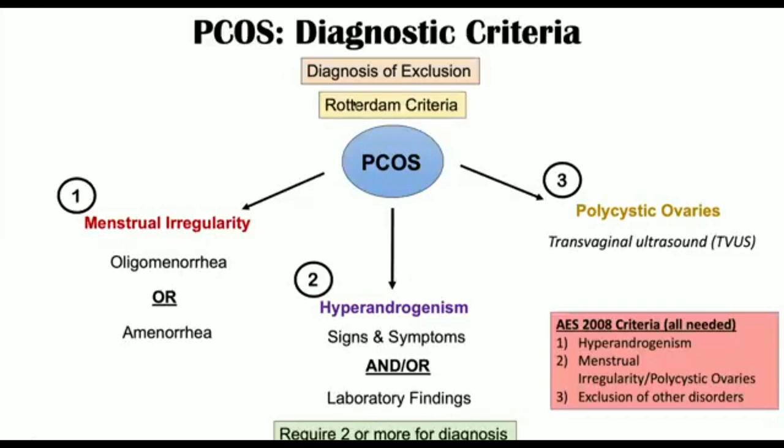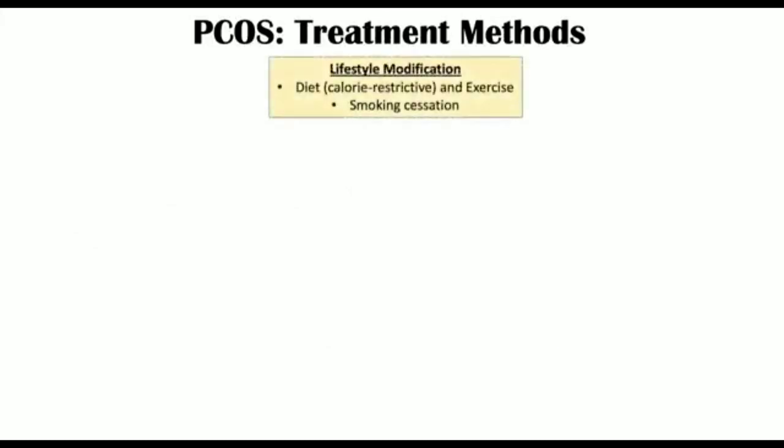Now come to the treatment methods. First and most important is lifestyle modification. You have to control your diet and make it very calorie restrictive, and exercise. Exercise is the most key component of PCOS treatment. And if you smoke, then please stop. Improvement in menstrual cycles and hirsutism will come through exercise and diet restriction.